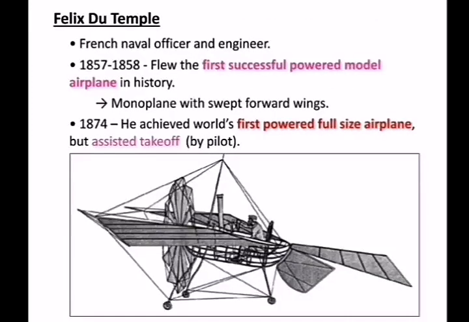And then our third inventor is Felix Du Temple. He was a French naval officer and engineer. Between 1857 and 1858, he flew the first successful powered model aeroplane in history with swept forward wings. In 1874, he built and flew the world's first powered full-size airplane, but with assisted takeoff. This is his first powered full-size airplane with swept forward wings.